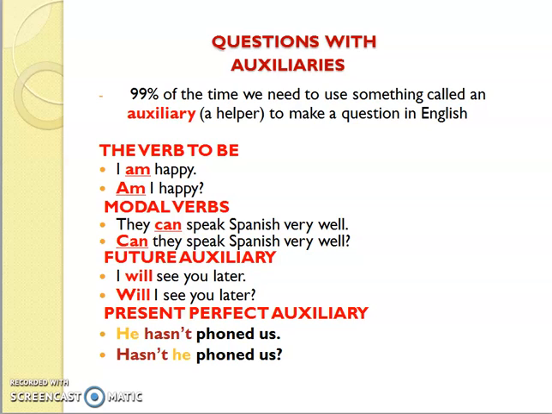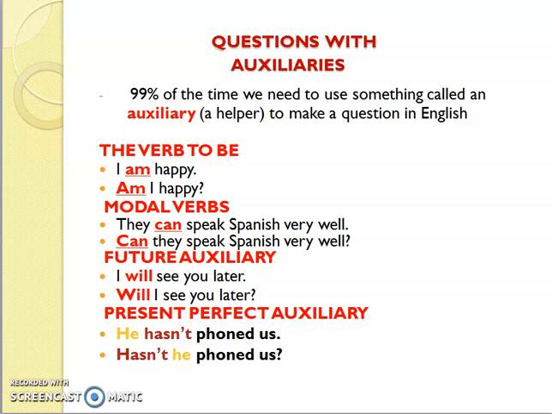The next one is the future auxiliary. The future tense forming auxiliary is, you know, will, shall, will. I will see you later. As you can see here in the affirmative sentence, we put the future auxiliary after the subject, between the subject and the predicate. To form a question from this affirmative sentence, we should put the future auxiliary in front of the subject. Will I see you later? Or will you see me later?